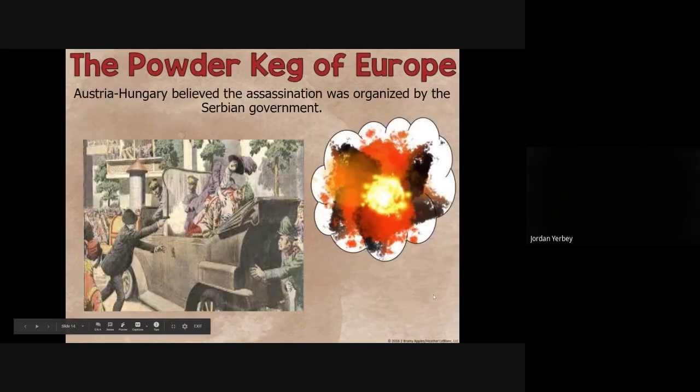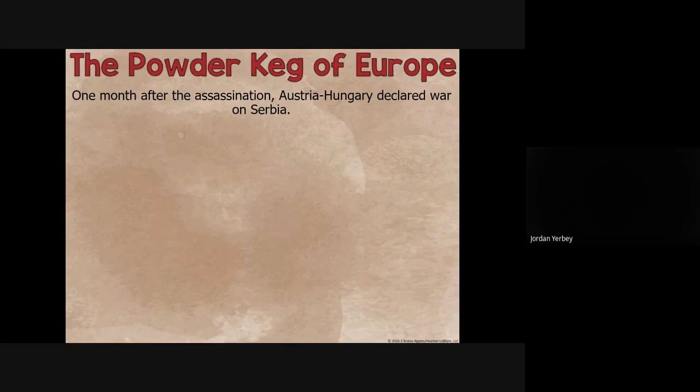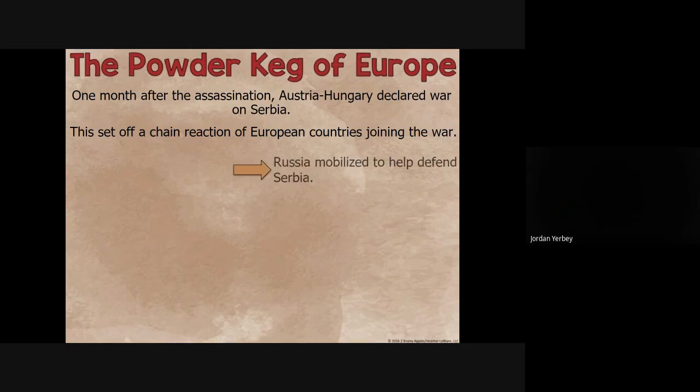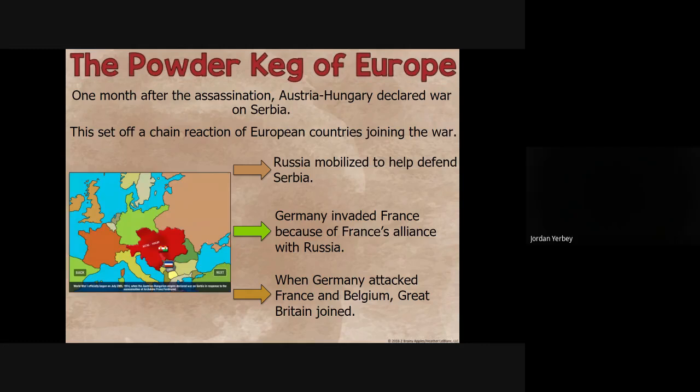You can kind of see it here. Again, Austria-Hungary believed that the assassination was organized by the Serbian government. And 1 month after the assassination, Austria-Hungary declared war on Serbia. This set off a chain reaction, like I talked about earlier, causing Russia to join, which caused Germany to join. And then next thing you know, here we go. Russia mobilizes its troops to defend Serbia. Germany invades France because France is an ally with Russia. Germany attacked France and Belgium, so Great Britain joined in. And you have a true world war at this point.